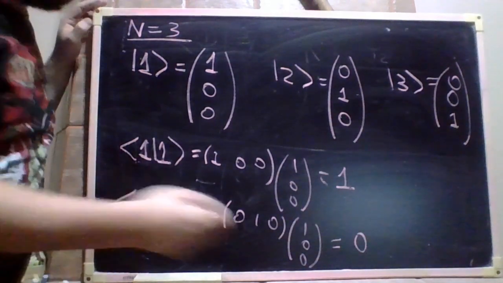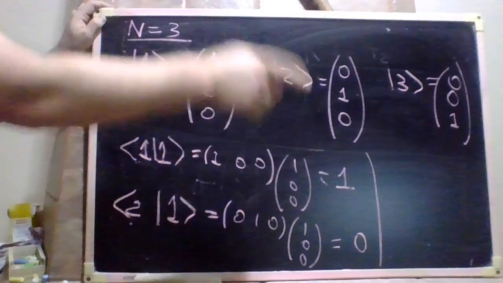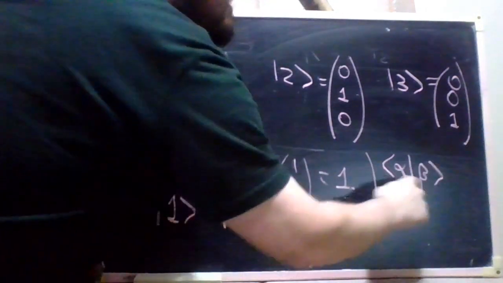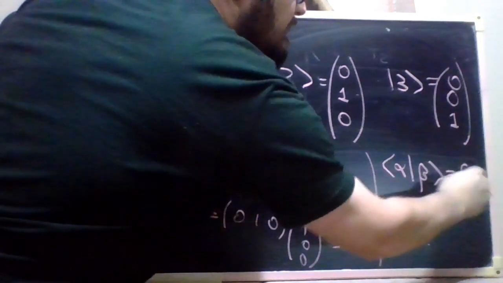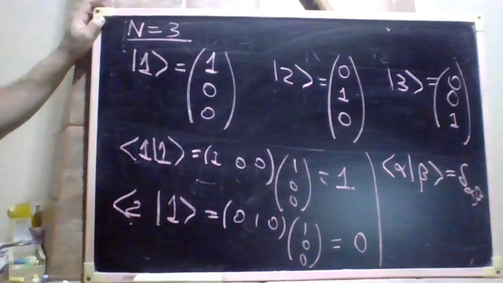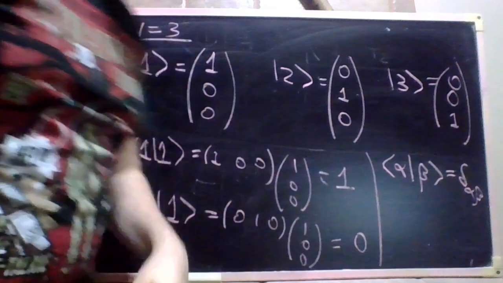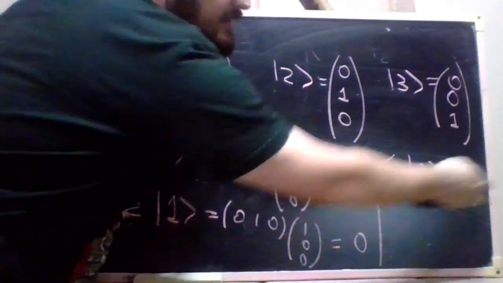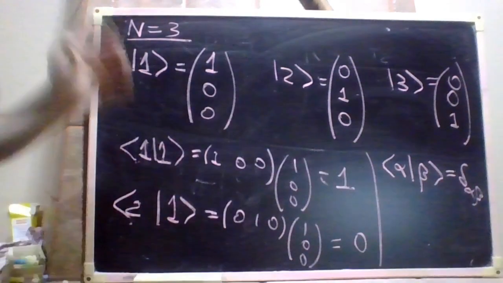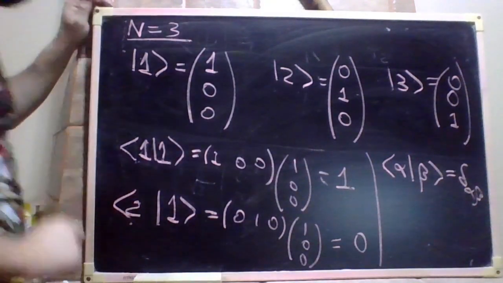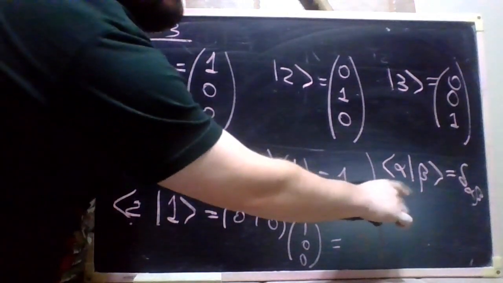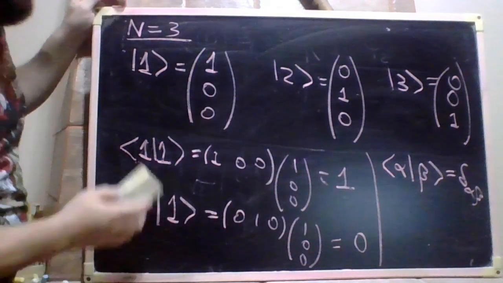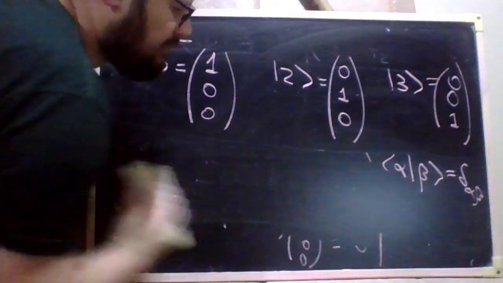So the basis vectors all satisfy this relation. A product of an alpha with a beta will give you a Kronecker delta symbol, which means 1 if alpha is equal to beta and 0 if alpha is distinct from beta. Okay, so this is the orthonormality of this basis. Another interesting thing is completeness.